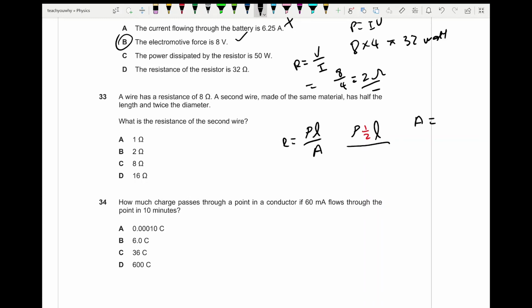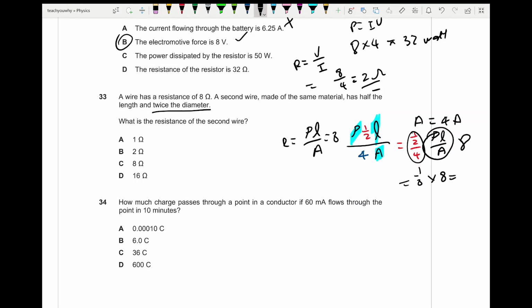Area, they say twice the diameter. So my area will be 4 times my original area. Then if you factorize this, you get 1 over 4 divided by 4, times rho L over A. So this thing is 8, and here is 1 over 8 times 8 equals to 1.